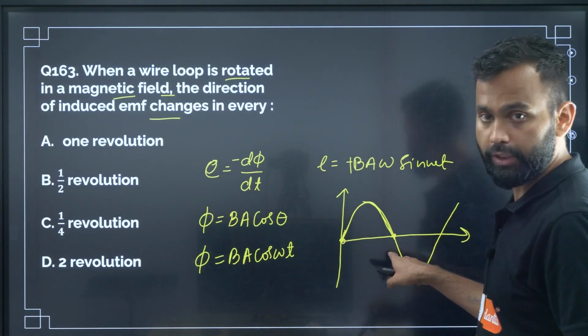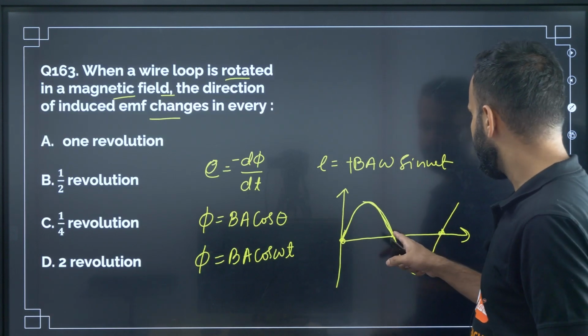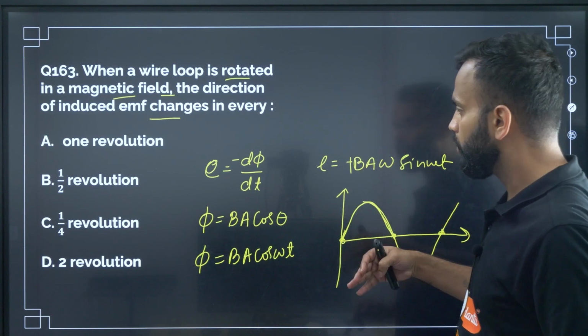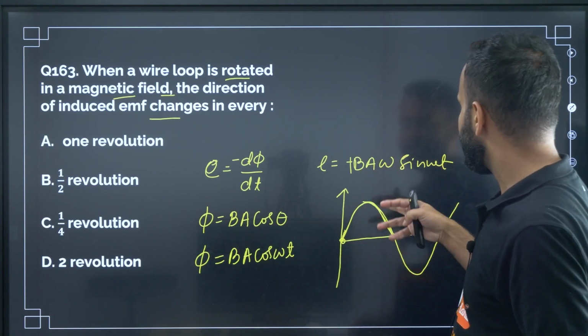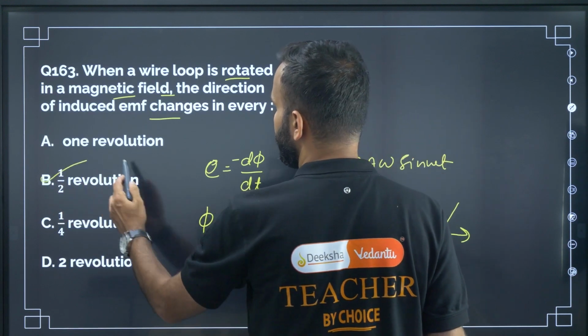At this point, induced EMF changes. Again, at this point, induced EMF changes. So what is the point? This point indicates half revolution. So at a half revolution, its induced EMF changes, right? So the correct option is B.